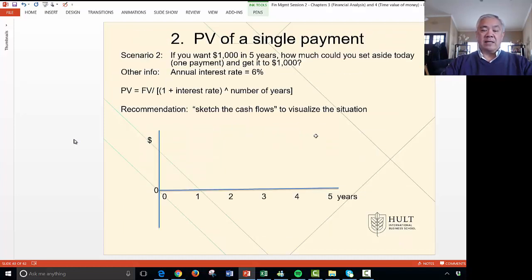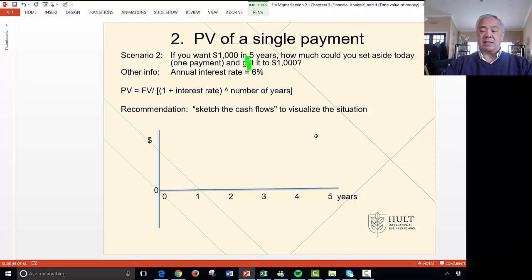All right, second is PV of a single payment. Now the scenario is you want $1,000 in 5 years, and we want to set aside one payment today to get to that dollar amount in 5 years. Interest rate is 6%. The formula is here. We've derived that one before. The PV equals future value divided by 1 plus interest rate raised to the n power. If we were to sketch the cash flows, $1,000 in 5 years.